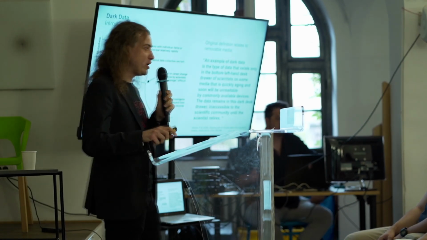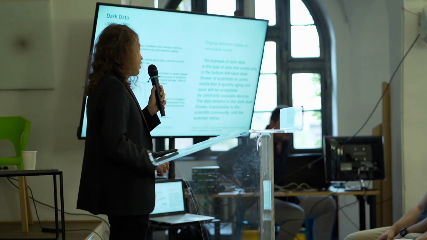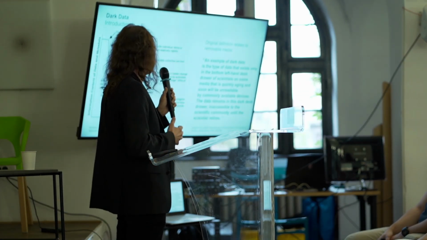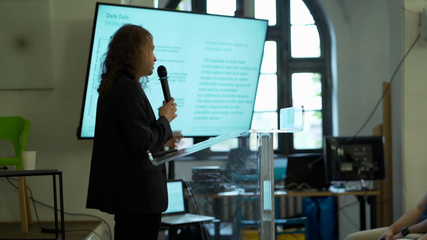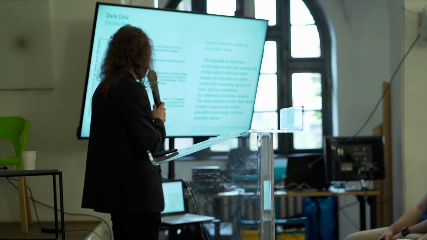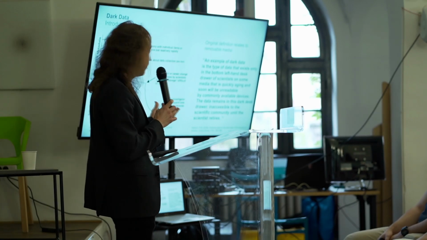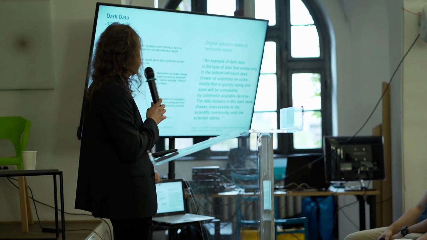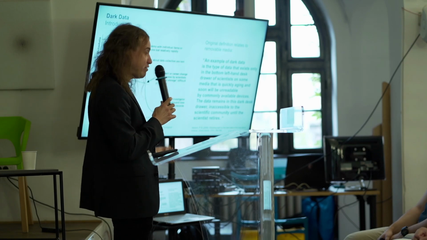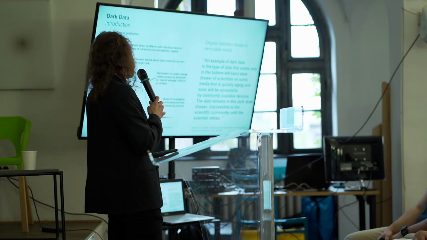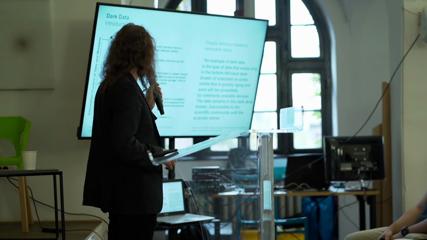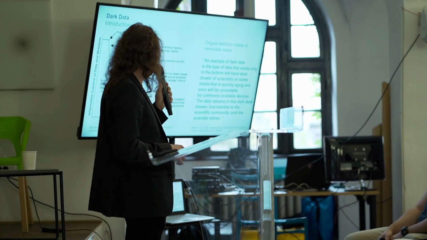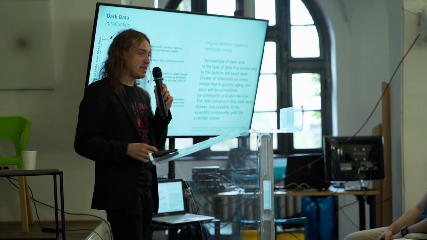Okay, so let's go into the topic of dark data. The term dark data was initially coined by an information scientist from Arizona, Peter Hydorn, who associated dark data with removable media. An example of dark data is the type of data that exists only in the bottom left-hand desk drawer of scientists on some media that is quickly aging and soon will be unreadable by commonly available devices. The data remains in this dark desk drawer, inaccessible to the scientific community until the scientist retires.